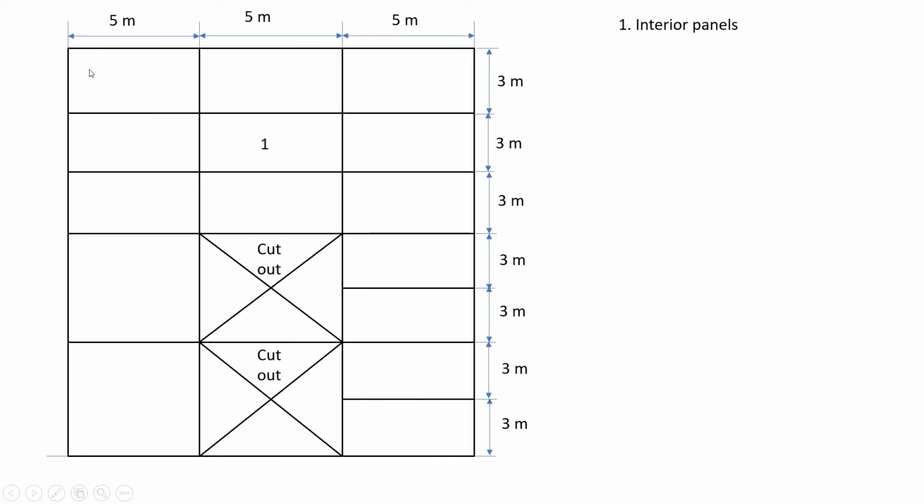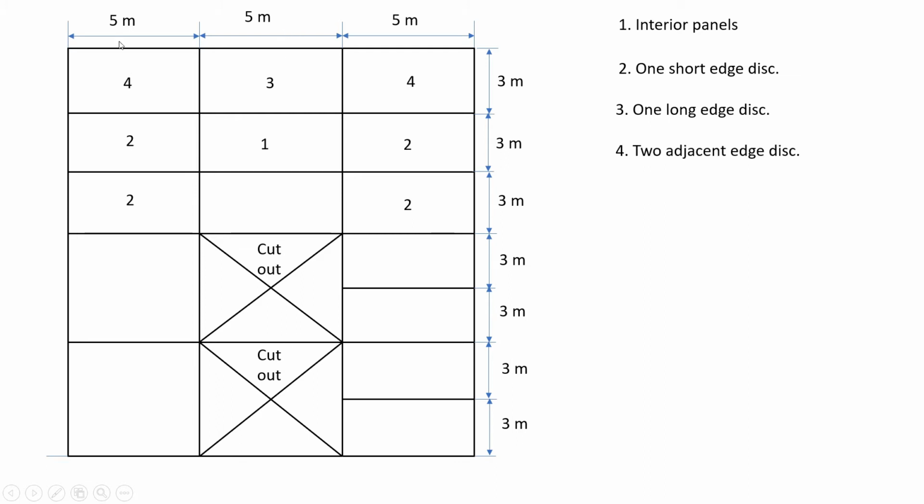Let's say this is a plan of a two-way continuous slab. Here the interior slab panel is one in which all the four edges are continuous. This type of panel is called the interior panel. Similarly, in slab panel 2, one short edge is discontinuous. Here it is a 5 meter by 3 meter panel in which the 3 meter edge is discontinuous. In slab panel 3, we have one longer edge discontinuous.